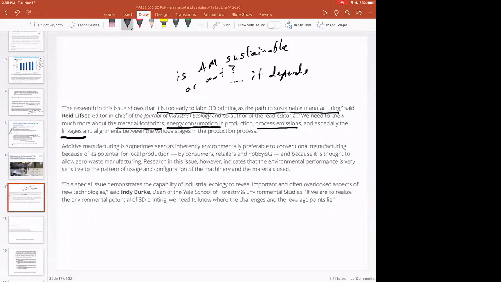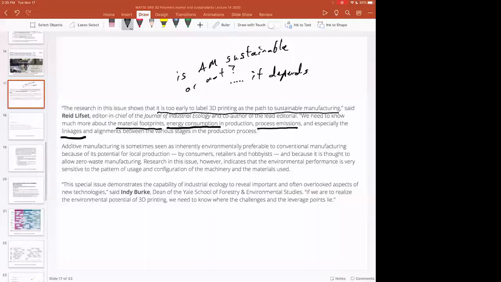And so this series of articles that we'll talk about in the last few minutes here starts to get at a lot of these things, and there isn't a lot of conclusions, although there's a real nice paper on energy consumption that we'll talk about. But this is how people are thinking about additive today.